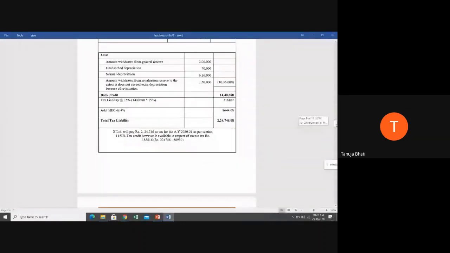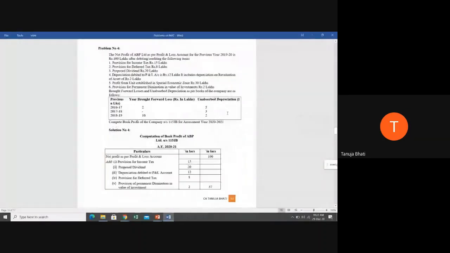Now let us move ahead to problem number 4. Now henceforth, whatever problems are there, it is only to calculate the book profit or to calculate the tax liability as per the MAT provisions. Okay. So let us start. The net profit of APB Limited as per the P&L account for the previous year is 100 lakh after debiting or crediting the following items. So, how are you going to start calculating the book profit, students? Number 1, you're just going to take the net profit as per P&L account, that is 100 lakhs.